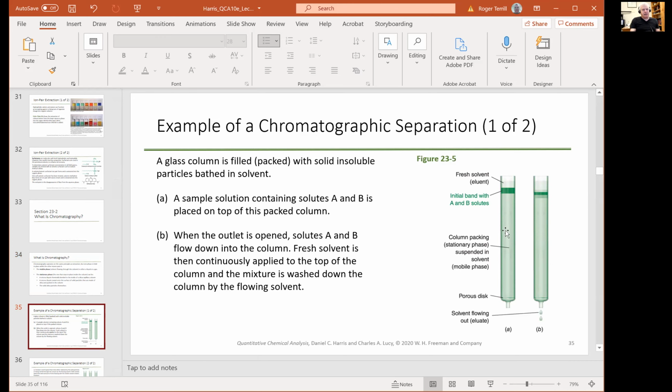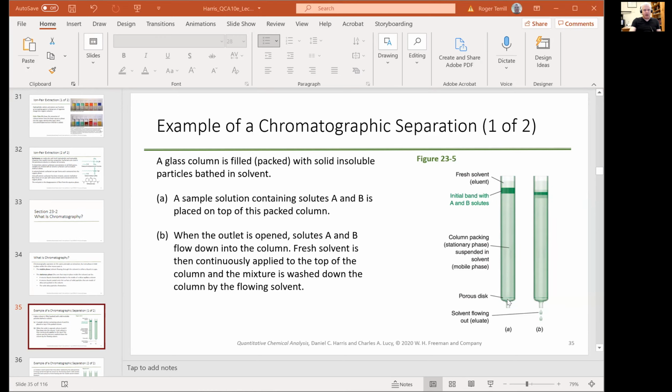This example here is intended to portray a large separation, involving say 100 milligrams of solute, and then there's probably maybe 100, 200, maybe 300 grams of hydrated or solvated silica here in the column.